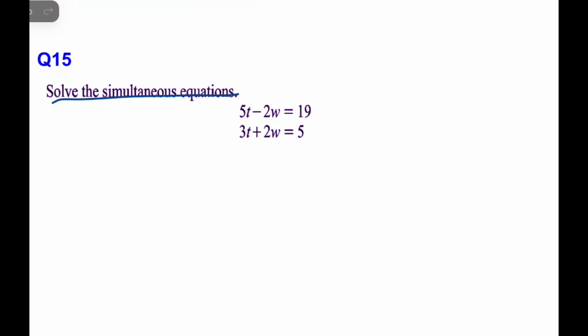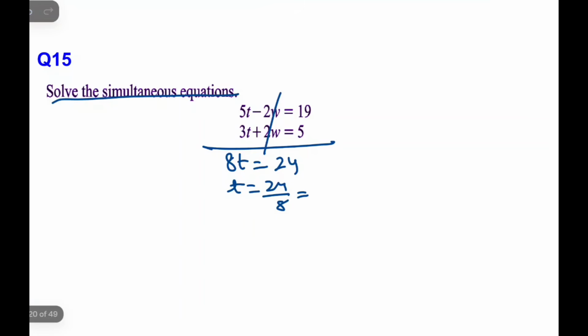Now solve the simultaneous equations. 5t minus 2w is equal to 9. 3t plus 2w is equal to 5. Now if we add these equations, the w terms cancel out. We are left with 8t is equal to 9 plus 5, which will be 24. So the value of t will be 24 by 8, that is 3.